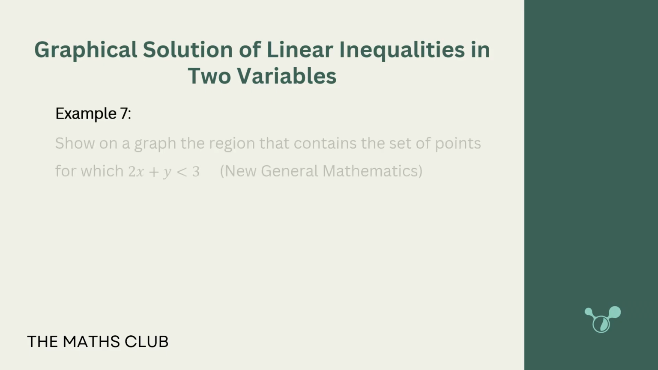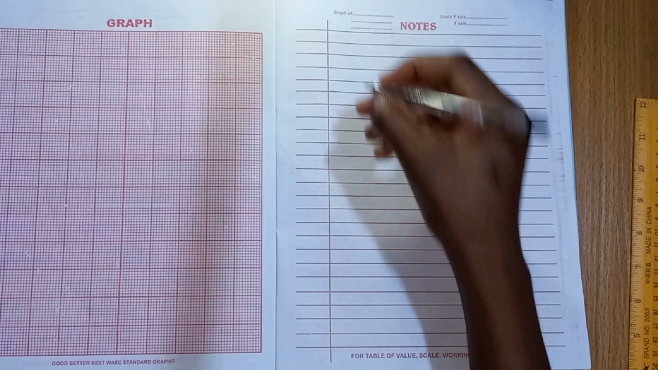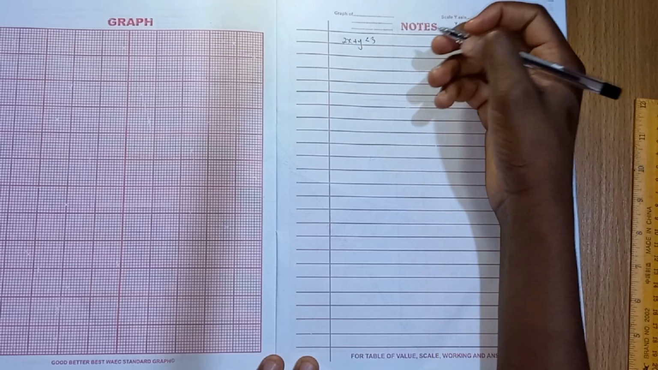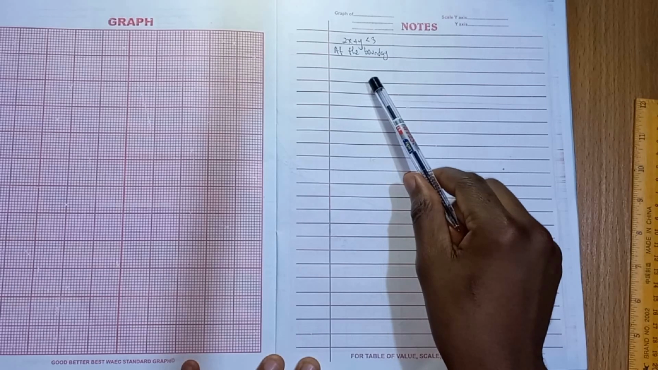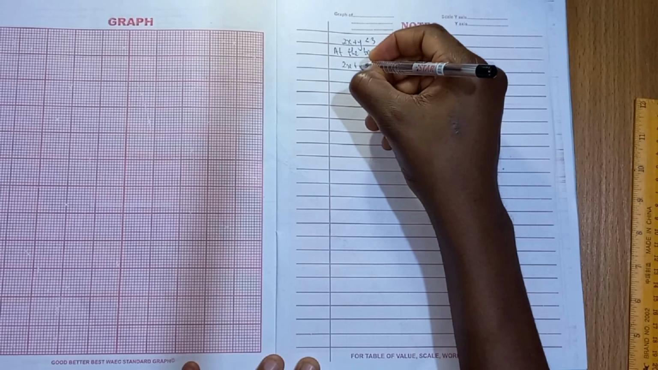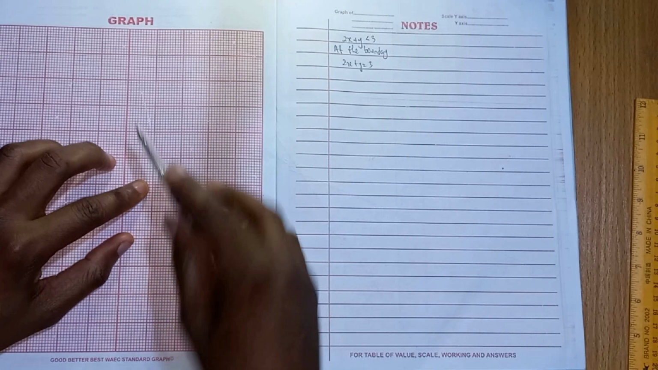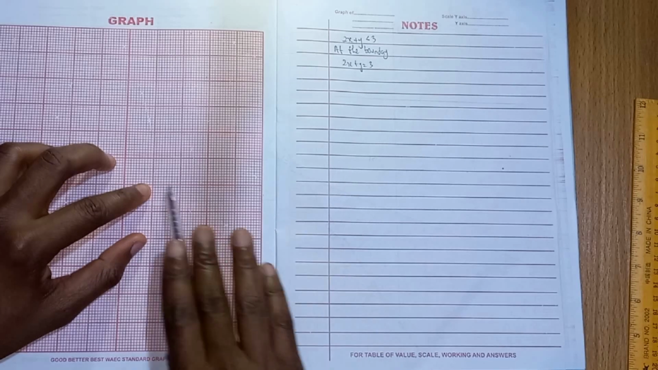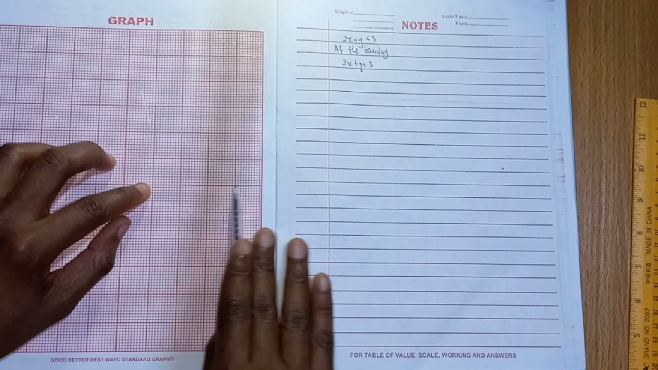Let's see an example. Example 7 says that we should show on a graph the region that contains the set of points for which 2x plus y is less than 3. So I want to plot the graph of 2x plus y is less than 3. We just need to know the boundary, like I said. The boundary is where 2x plus y is equal to 3. If x is 3, I'm saying from this point onward x will be greater than 3. So this is the boundary, this is where it starts, and this is the direction that you'll be going.